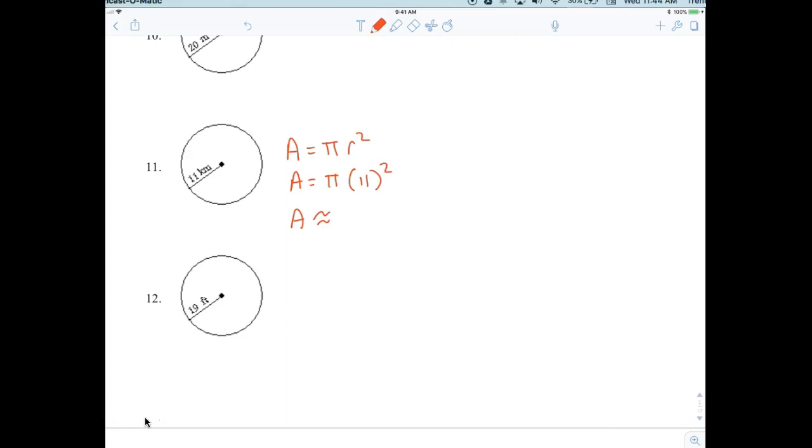What is it? Caroline? 380.1 kilometers squared. Everybody happy with that? All right, let's continue on. We got lots of problems to do.